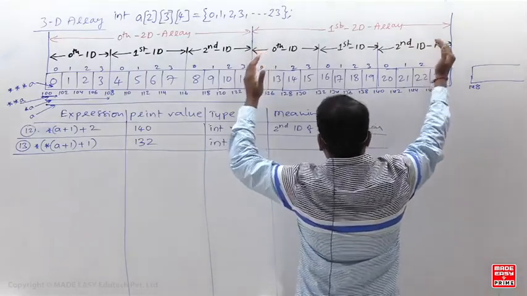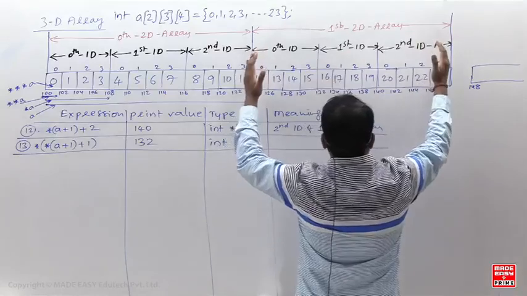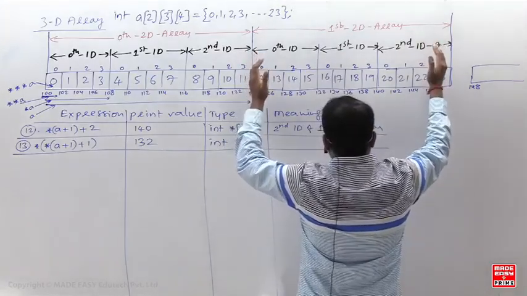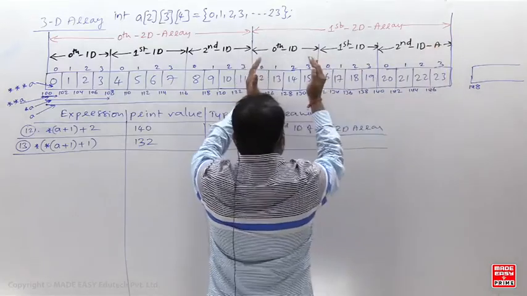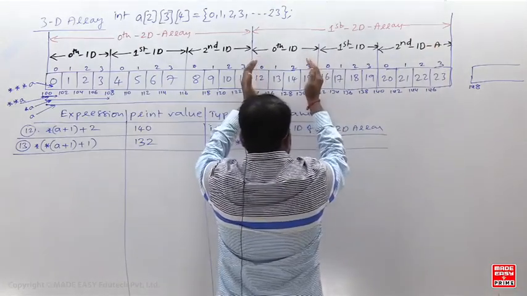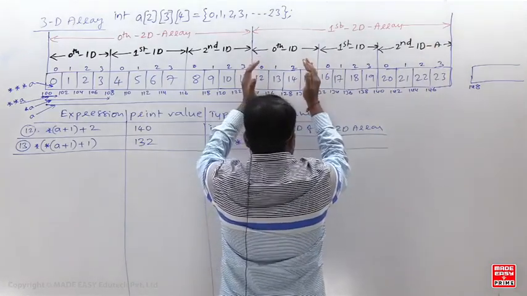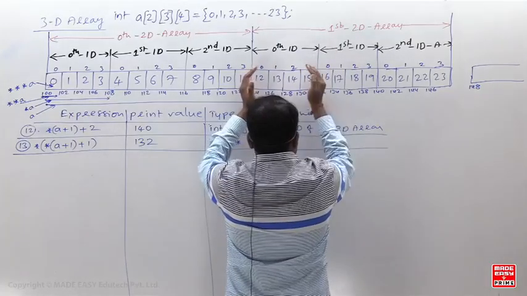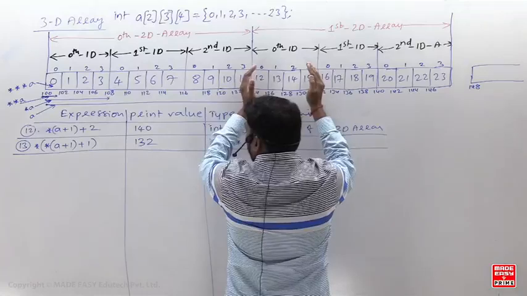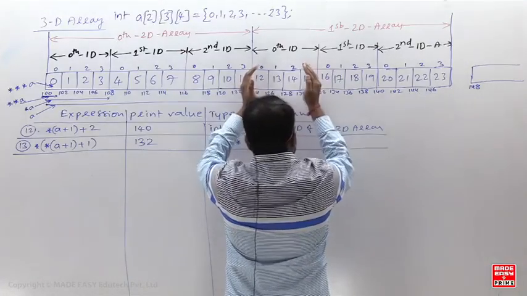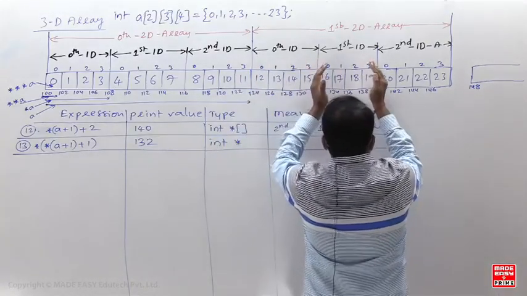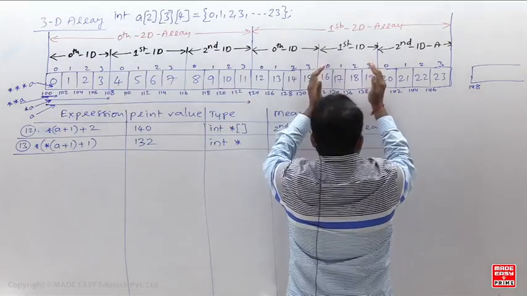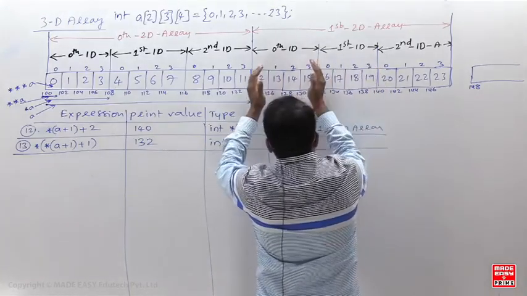If I apply star, you go inside. A plus 1 means the first 2D array. A plus 1 whole star: if I apply star, you go to the 0th 1D array of the first 2D array. If I say plus 1, it will go to the first 2D array. A plus 1 whole star plus 1 means this one.